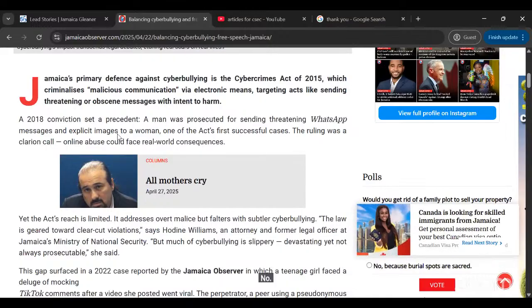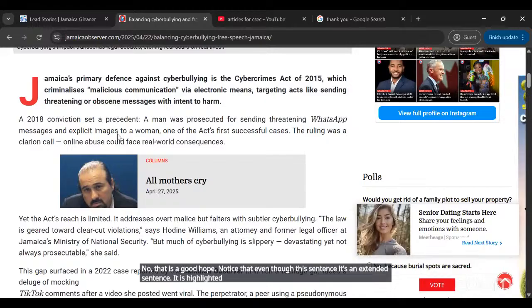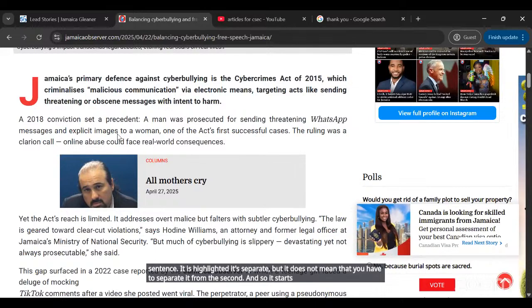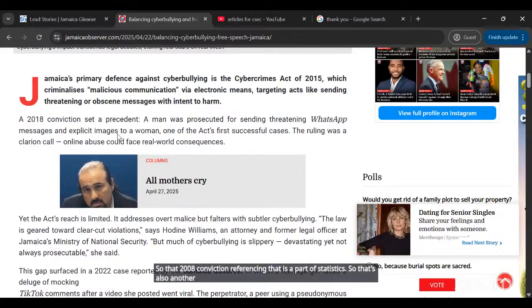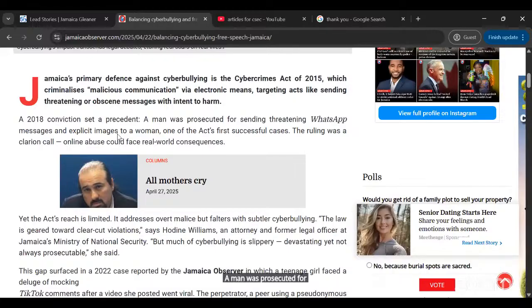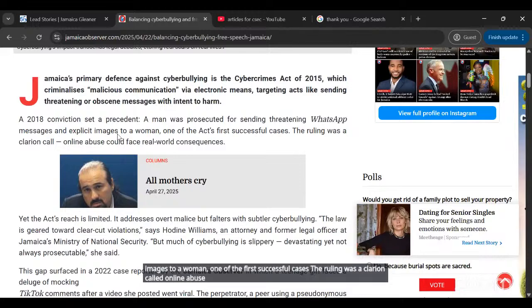Now, that is a good hook. Notice that even though this sentence, it's an extended sentence, it is highlighted, it's separate, but it does not mean that you have to separate it from the second. And so it starts, a 2018 conviction set a precedent. So that 2018 conviction, referencing that, is a part of statistics. So that's also another hook that is being used there. And so it goes, a man was prosecuted, and they're explaining what it was. A man was prosecuted for sending threatening WhatsApp messages and explicit images to a woman, one of the act's first successful cases. The ruling was a clarion call. Online abuse could face real world consequences.